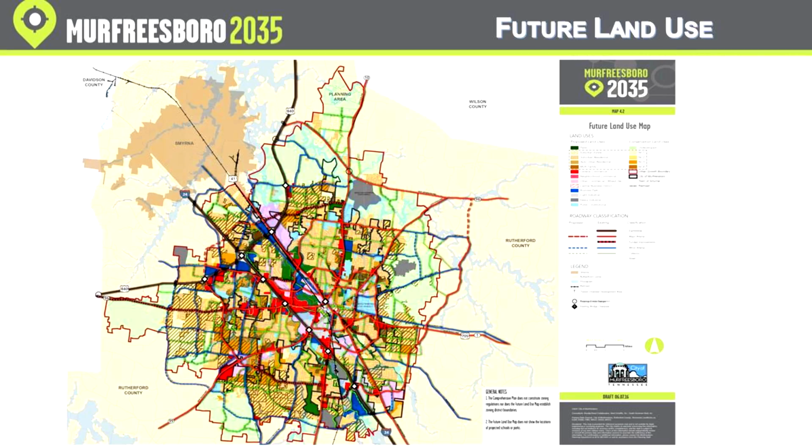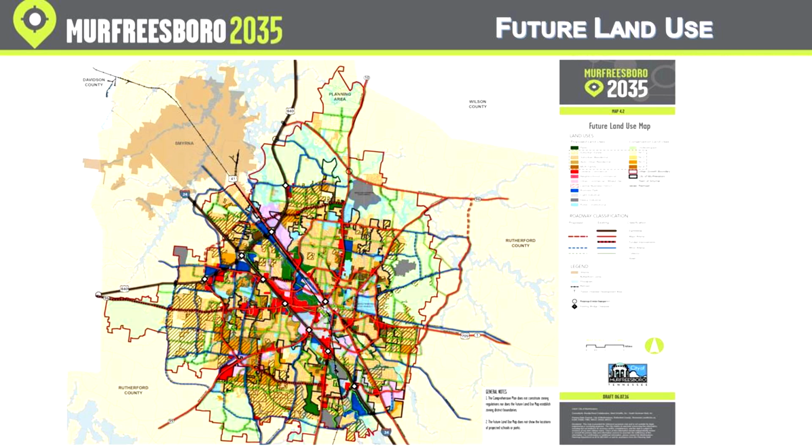So here is the latest iteration of the future land use map. I know there are a lot of different colors on here. We're basically looking at 17 different land use classifications. Those will be boiled down somewhat for the final iteration. We'll talk about that as well.